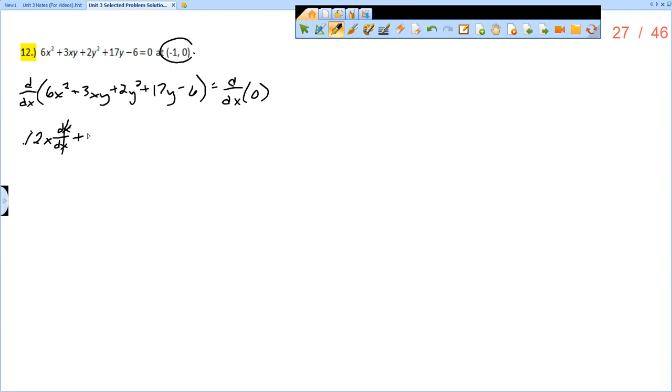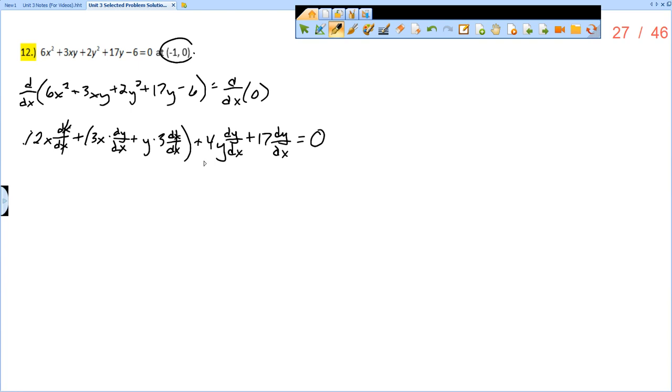All right, plus, now I have 3xy, so we need a product. So 3x times the derivative of y, which is dy/dx, plus y times the derivative of 3x, which would be 3 times dx, which is of course 1. That's the end of the product rule. Plus the derivative of 2y squared, that would be 4y times dy/dx, plus 17y, so 17 times the derivative of y, dy/dx, and then minus the derivative of 6, which is 0. So I'm just not going to even write that. And the derivative of 0 is obviously 0.